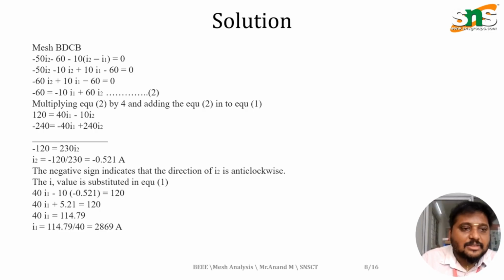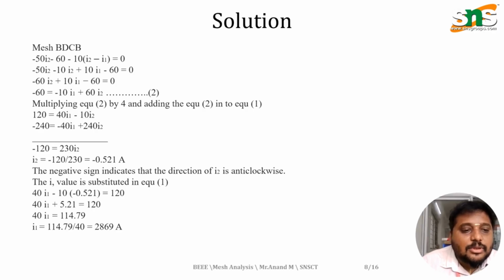Based on mesh analysis, we have two equations: one is 120 equal to 40i1 minus 10i2, and then minus 240 equal to minus 40i1 plus 240i2. Multiplying equation 2 by 4 and adding the equations, we get minus 120 equal to 230i2. Simplifying, I2 equal to minus 120 divided by 230. You get I2 equal to minus 0.521 amps. The negative sign indicates the direction of I2 is anti-clockwise.